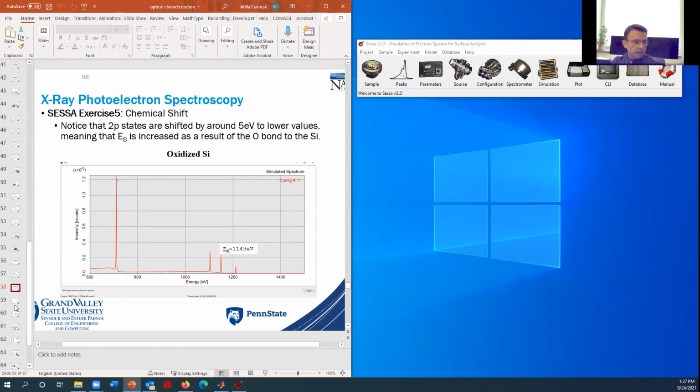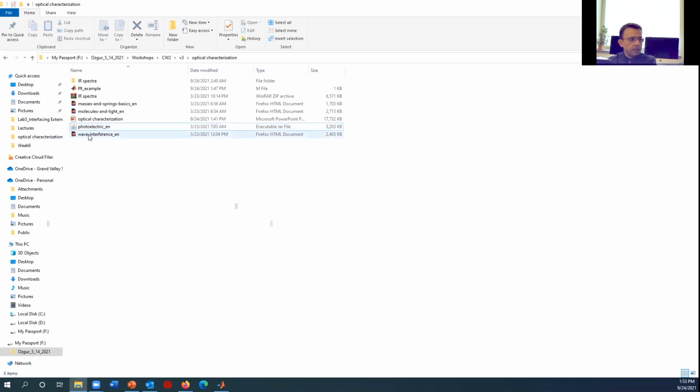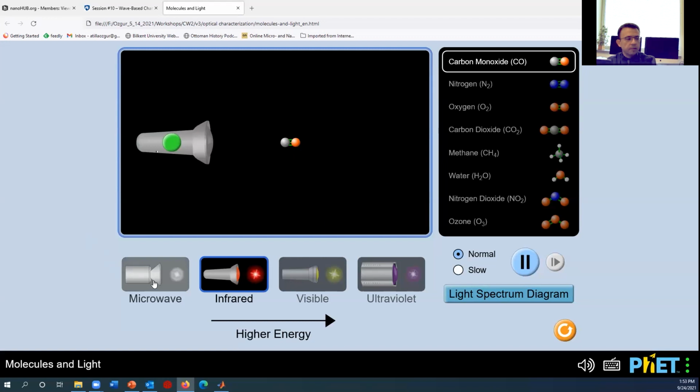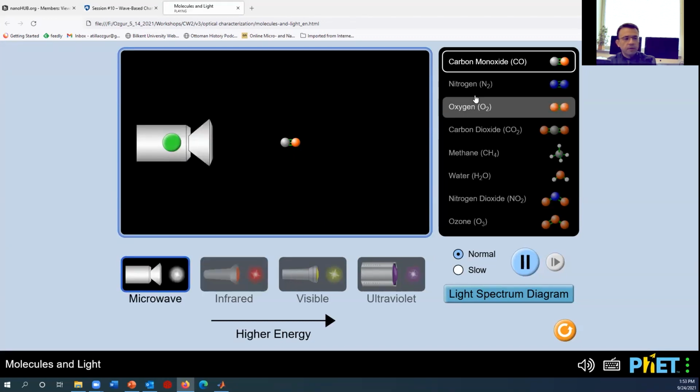So I will again continue by showing you how we can integrate into our classroom all the information about FTIR and UV-vis. So just like the others, I have an app here that I uploaded on Canvas for you. That's going to be called Molecules and Light. We have different variations like microwave, for example. So we have carbon monoxide under investigation.